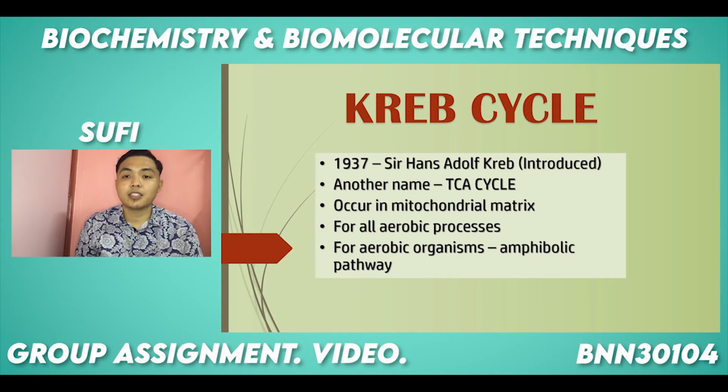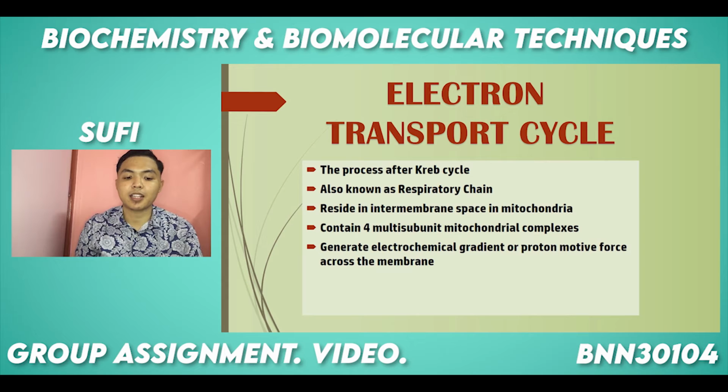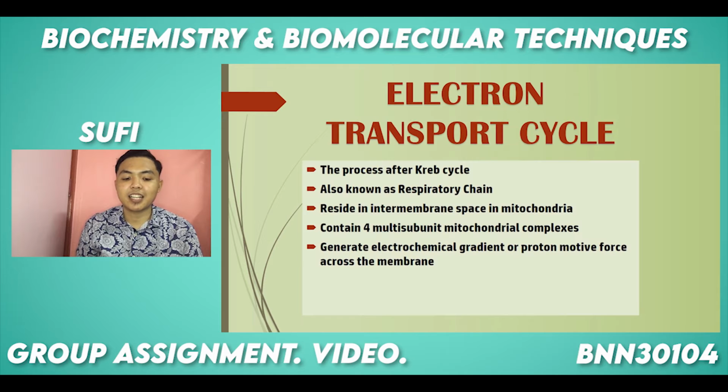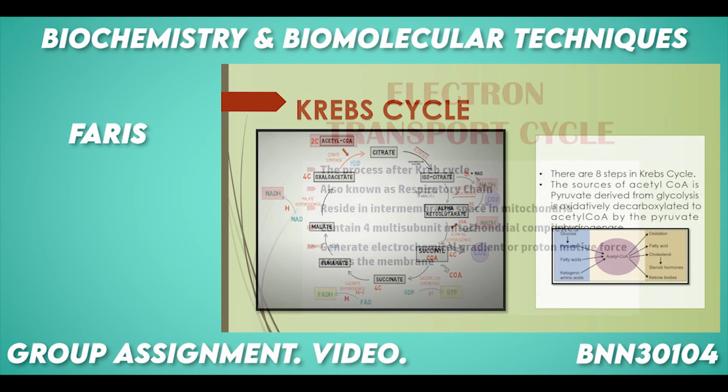Now is the electron transport cycle. The product of Krebs cycle will enter the electron transport cycle to continue the process in producing a lot of ATP. This cycle, also known as the respiratory chain, resides in the inner membrane of mitochondria. This ETC contains 4 multi-subunit mitochondrial complexes that help in transporting electrons coupled with the translocation of protons across the inner mitochondrial membrane. This generates an electrochemical gradient or proton motive force across the membrane, which drives the conversion of ADP to ATP.